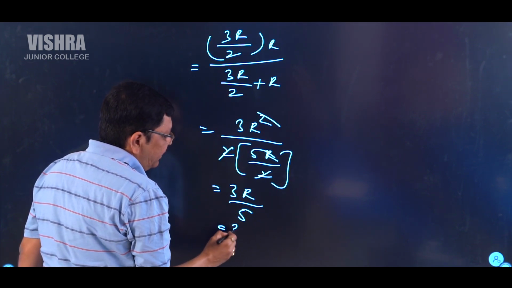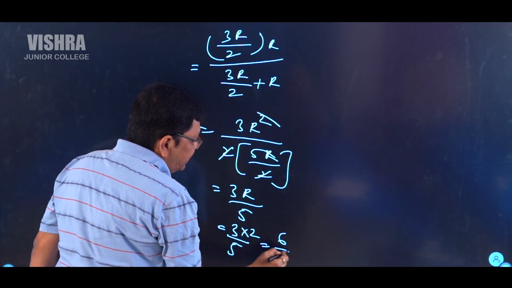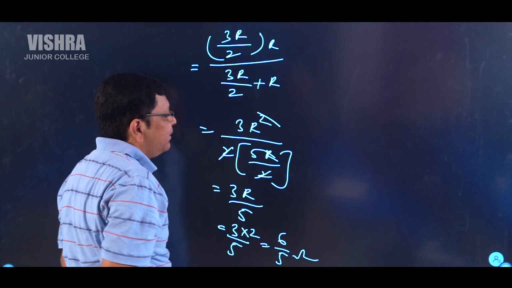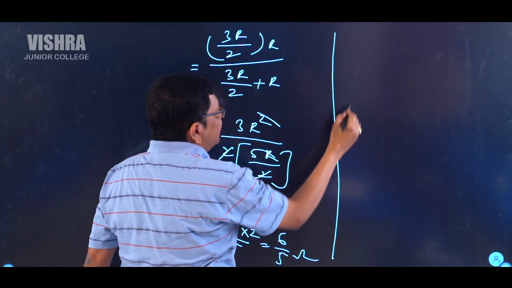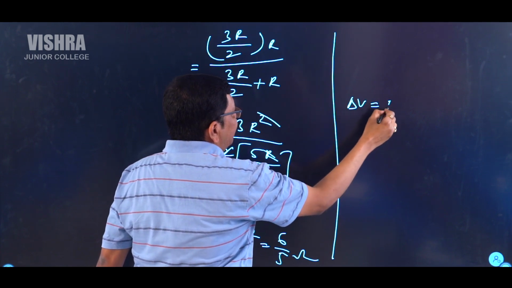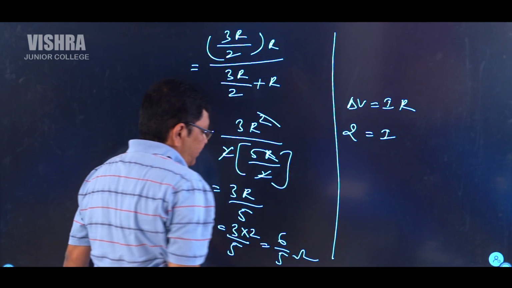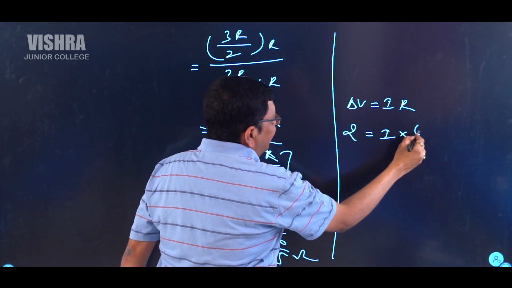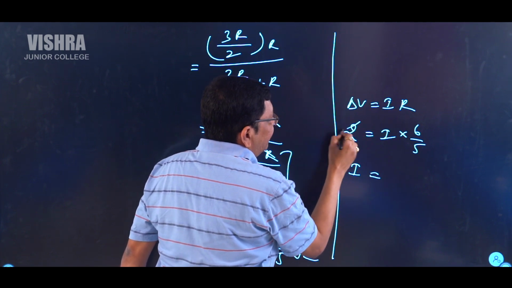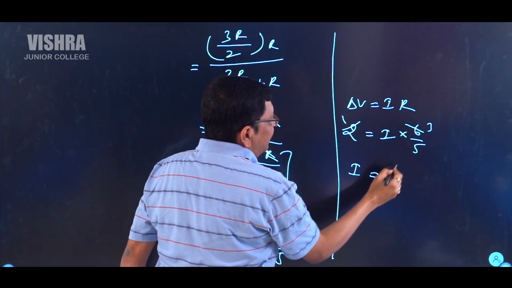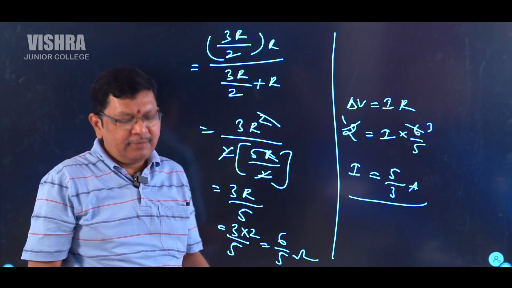In the problem it is given that R is 2 ohms. So 3 into 2 by 5, that is 6 by 5 ohms, is the equivalent resistance. And potential difference is 2 volts. From the concept of total potential difference equal to current into equivalent resistance, 2 volts equals current through the battery multiplied by equivalent resistance 6 by 5. So current is, here you can replace 2 with 6, so this is 5 by 3 ampere. A simple answer for this.